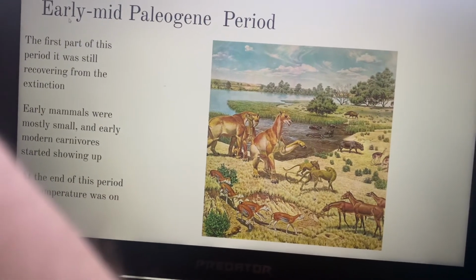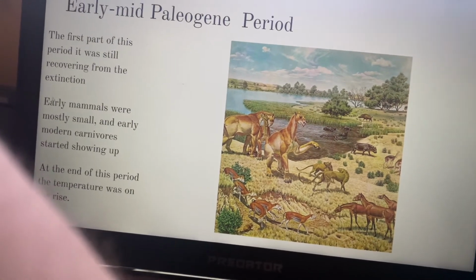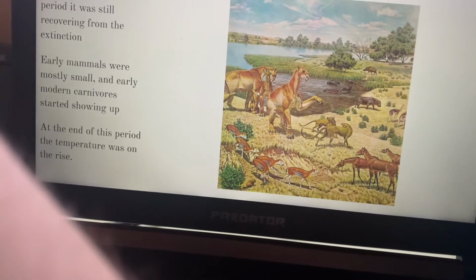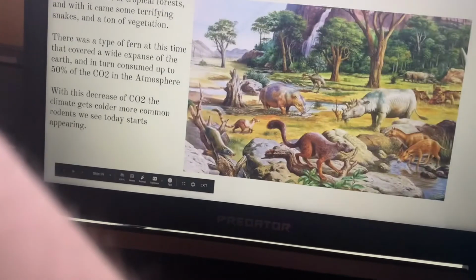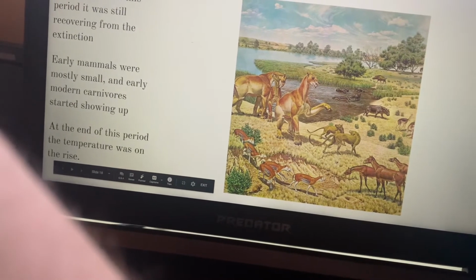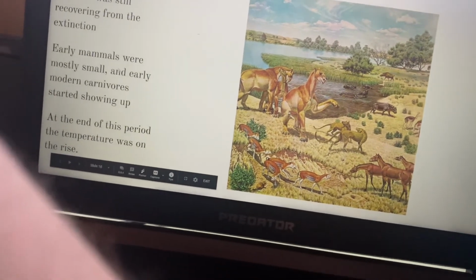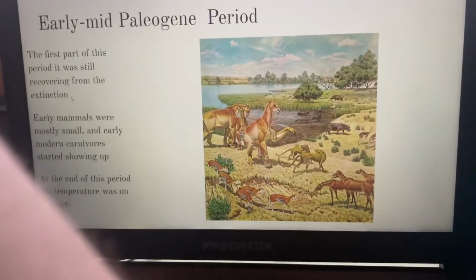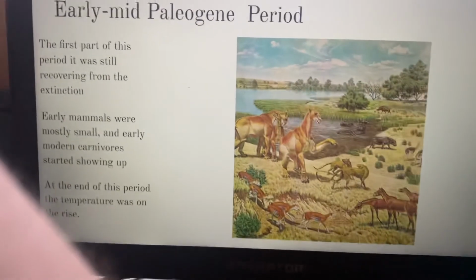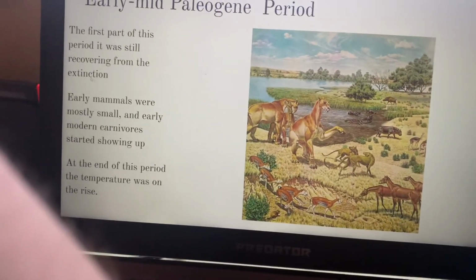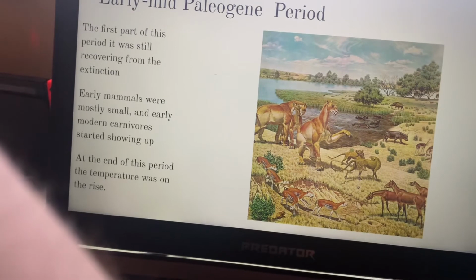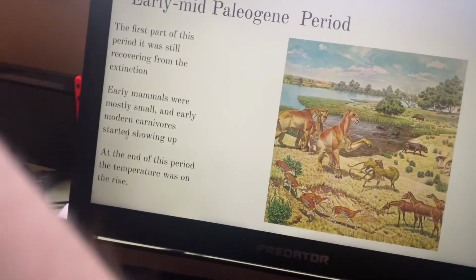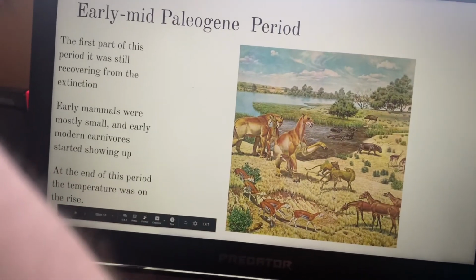But so the early to mid Paleogene period marked, or we could start seeing more life forms that we recognize today. Like if you look in the bottom right, there were horse-like animals, and they had 3 toes. Or just their family had an odd number of toes, which is what horses are in. But a lot of life was still recovering from the extinction, so in the beginning there was a lot less life. But also during this time, grasslands started to occur, and that was huge.